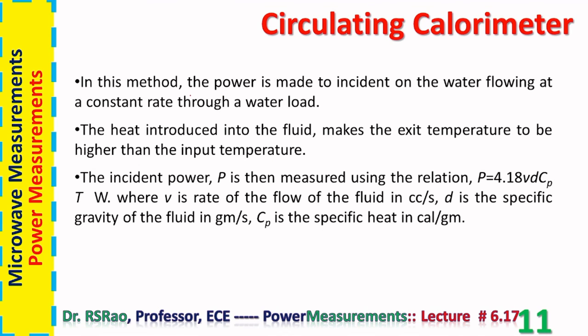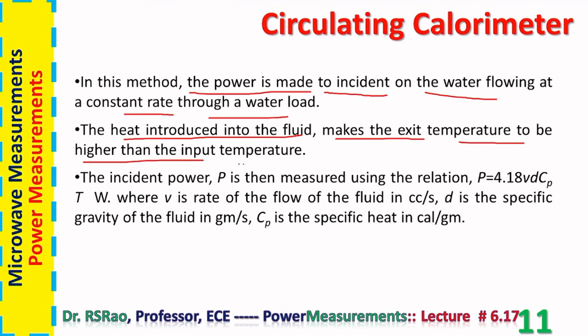In this method, the power is made to fall on the water flowing at a constant rate through a water load. The heat introduced into the fluid makes the exit temperature to be higher than the input temperature. The incident power P is then measured using the relation P equal to 4.18 V d Cp T watts, where V is the rate of the flow of the fluid in cc per second, d is specific gravity of the fluid, Cp is specific heat in calories per gram.